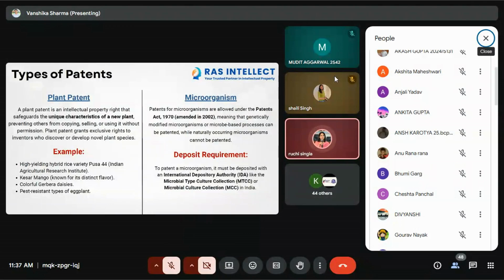Next is for the microorganisms. Patents for microorganisms are allowed under the Patent Act 1970, meaning that genetically modified microorganisms or microbe-based processes can be patented, while naturally occurring microorganisms cannot be patented.